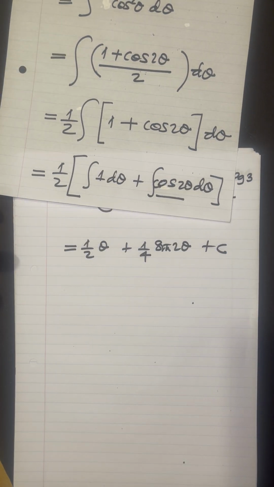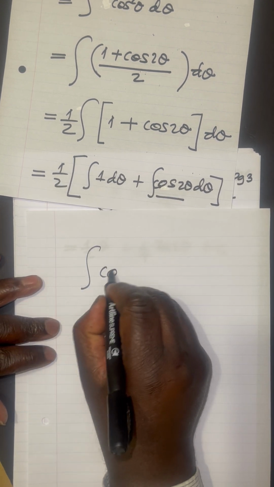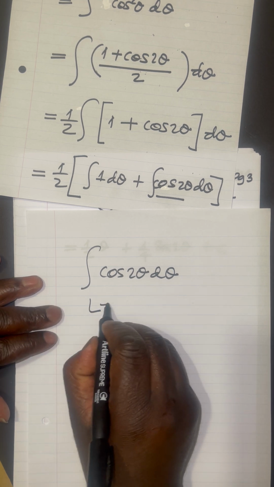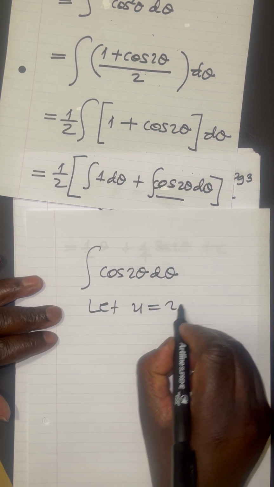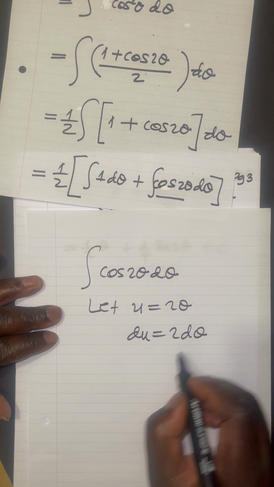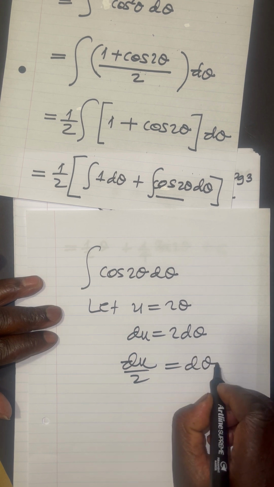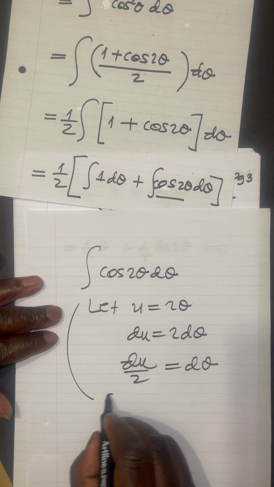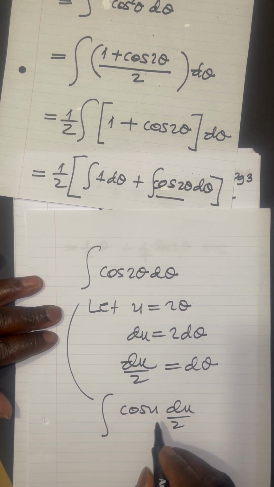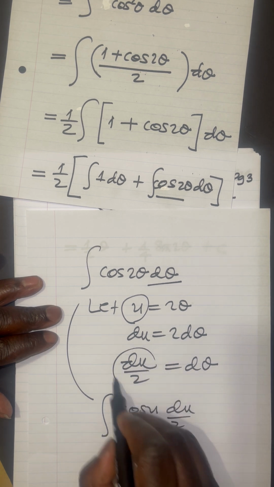We basically use u substitution as follows. So the integral of cos of 2 theta d theta, basically we let u be equal to 2 theta, and therefore du equals 2 d theta, divided by 2 both sides, du over 2 equals d theta. This integral therefore changes to the integral of cos of u du over 2. Remember, 2 theta has been replaced by u, and d theta has been replaced by du over 2.